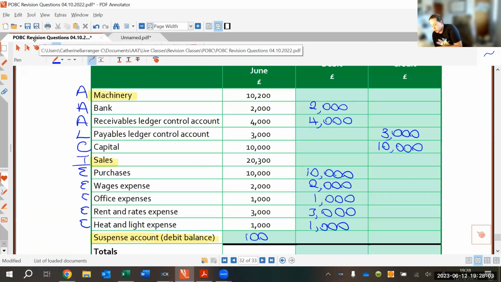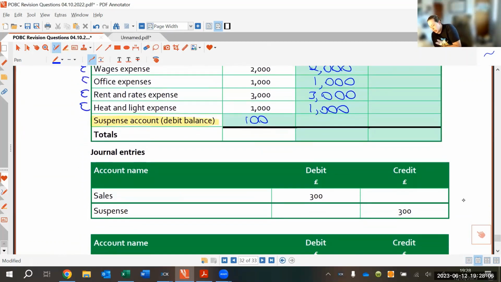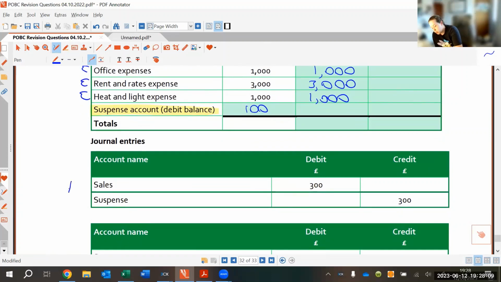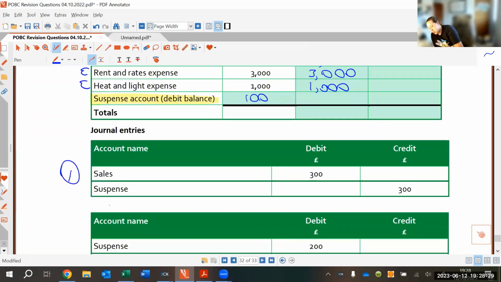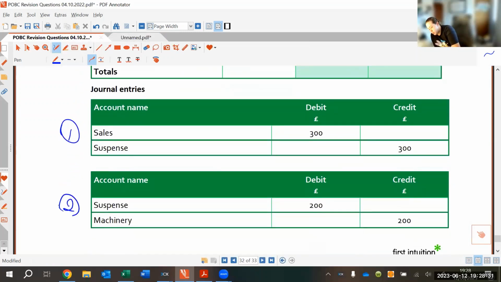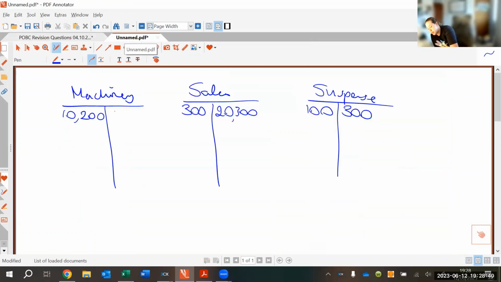So we now need to add in what the journal is telling us to do. So journal number 1 is saying we want a £300 debit to the sales account and a £300 credit to the suspense. So we'll go on to that and do that. So sales, £300 debit, suspense, £300. And then journal 2, we're this time going to debit suspense with 200 and credit the machinery with 200. So actually, in both cases, we're going to be reducing the amount that's given.